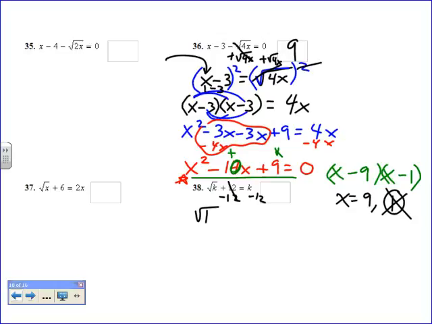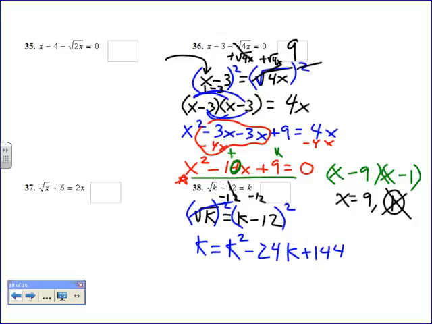So you get square root of k equals k minus 12. Then from here, I am going to square both sides. That's going to cancel out the square root on the left-hand side, giving me only k. And on the right-hand side, after I FOIL, I'm going to skip writing it all out. But once you work it all out, you are going to get this.